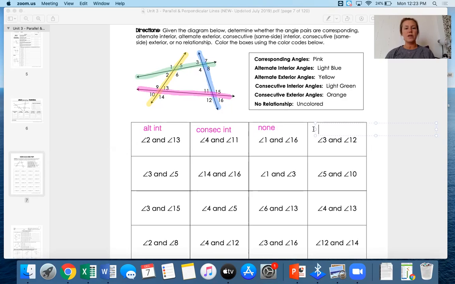So then we have 3 and 12. 3 and 12. They're both on the left-hand side of that blue transversal, and they're on the same side. So what could we call that? Good job. Consecutive exterior.